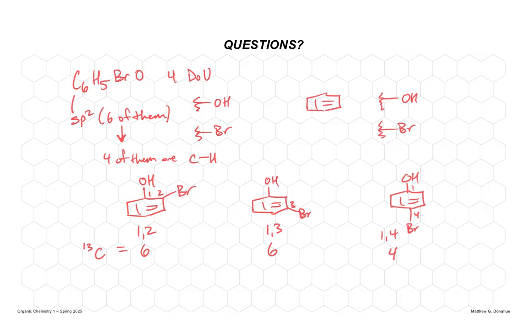In the proton NMR, we saw there were 5 unique signals, right? So let's do the same exercise here. How many unique signals should the 1,2 isomer have?